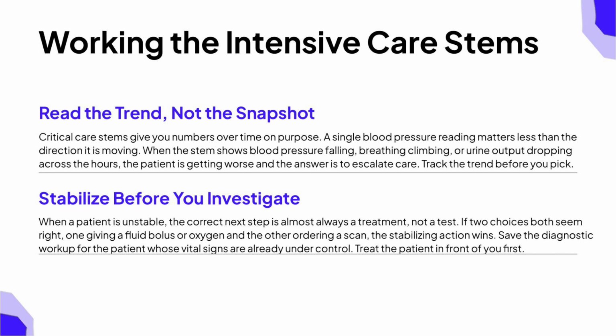Second, stabilize before you investigate. When a patient is unstable, the correct next step is almost always a treatment, not a test. If 2 choices both look right, one giving a fluid bolus or oxygen, and the other ordering a scan, the stabilizing action wins. Save the diagnostic workup for the patient whose vital signs are already under control. Treat the patient in front of you first, and the rest of the question falls into place.